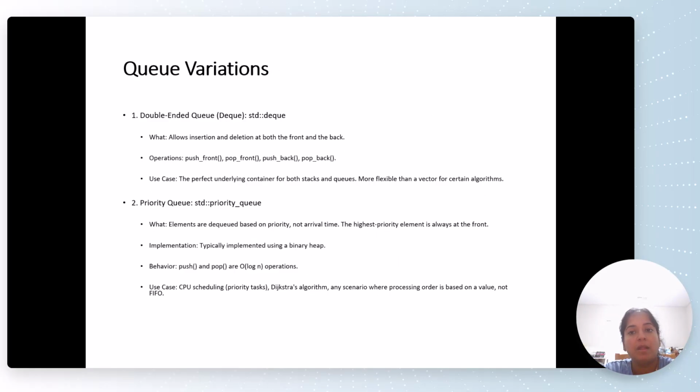Variations of queues. We have the double-ended queue, which is also called DQ, in which we can perform the insertion and removal of elements from both ends.